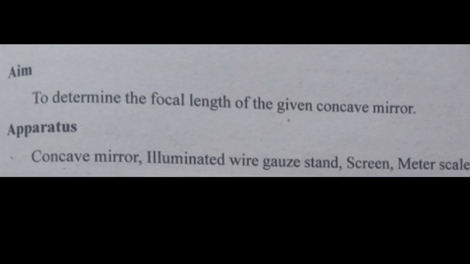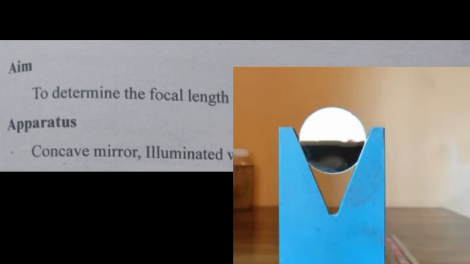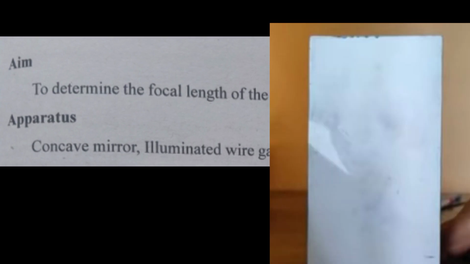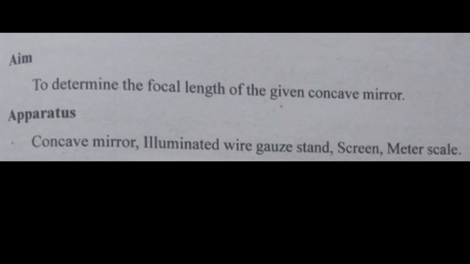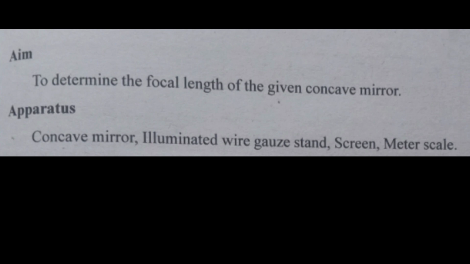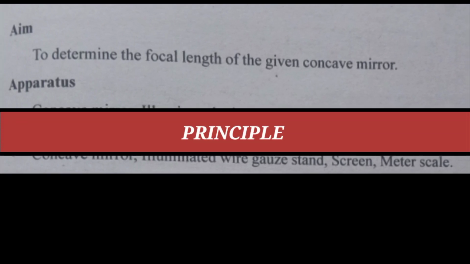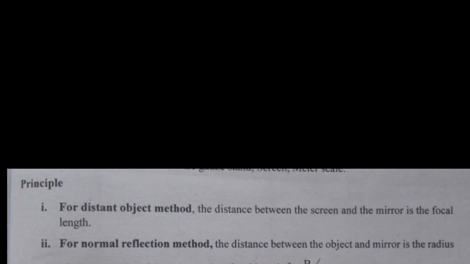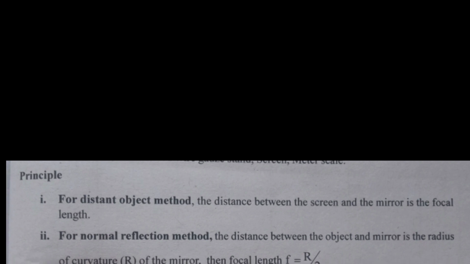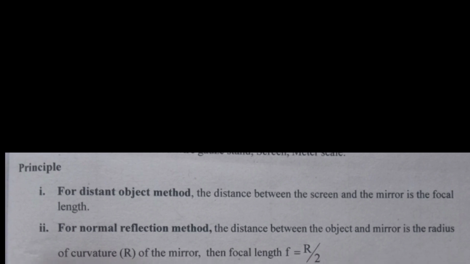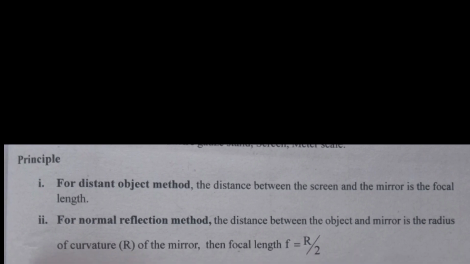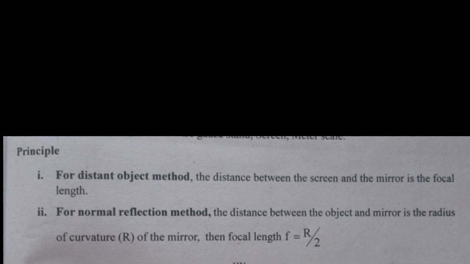The apparatus required are a concave mirror, a screen, a source of light, a meter scale, etc. Now we can go through the principle used. For the distant object method, we have to measure the distance between the screen and the mirror. That will be the focal length.